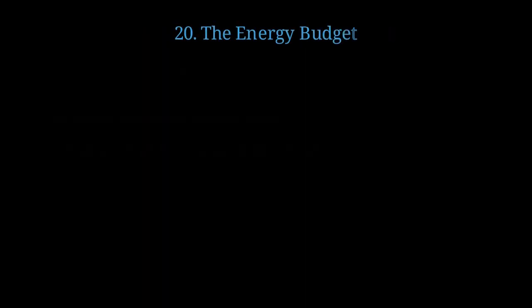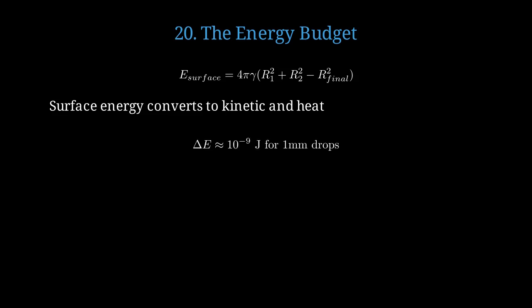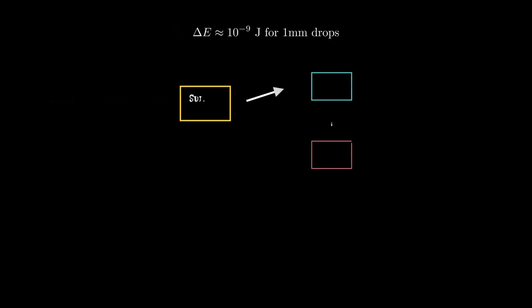Let's examine the energy transformations during coalescence. Surface energy changes equal 4 pi gamma times the sum of initial radii squared minus final radius squared. The reduction in surface area releases energy that becomes kinetic energy of fluid motion and eventually heat from viscous dissipation. For 1 millimeter water drops, the energy released is approximately 10 to the negative 9 joules. Energy flows from surface energy to kinetic energy as the bridge forms, then dissipates to heat through viscosity.